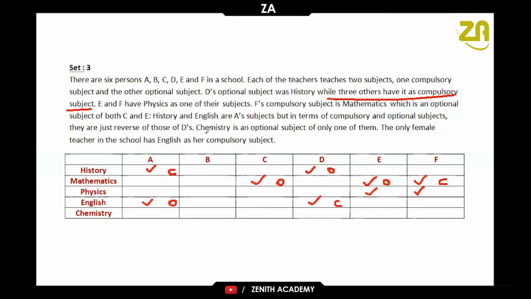Chemistry is an optional subject of only one of them. Indirect information, underline it. The only female teacher in the school has English compulsory. Again, it's indirect information, underline it.